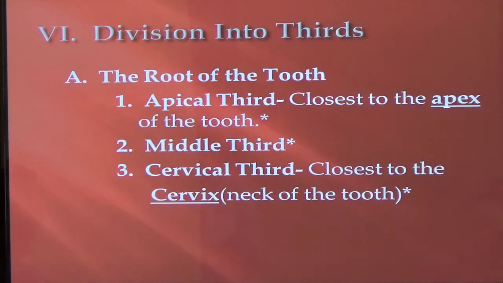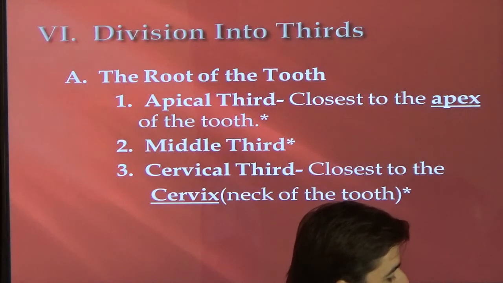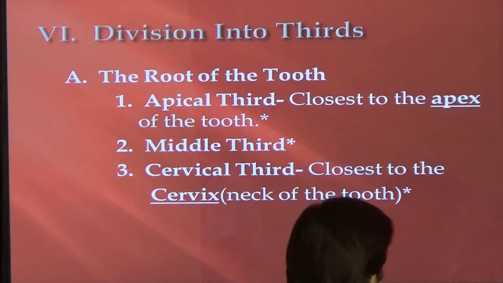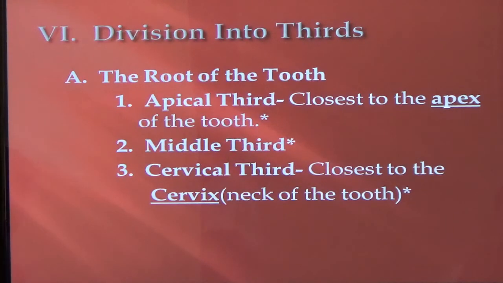Closest to the cervix, the most narrow part of the tooth is the cervix, or the neck of the tooth. The molars come in, they get thin, and then you have the crown. So the narrowest part, the neck of the tooth, is the cervical third. Apical is what's closest to the apex, then you have middle, and then you have the cervical third. That makes sense?